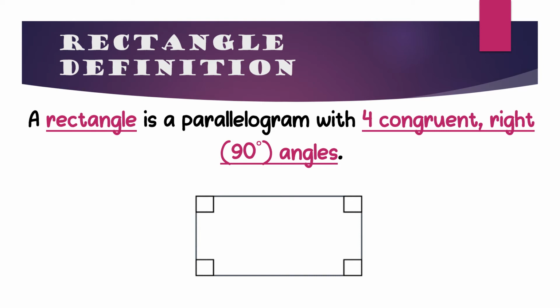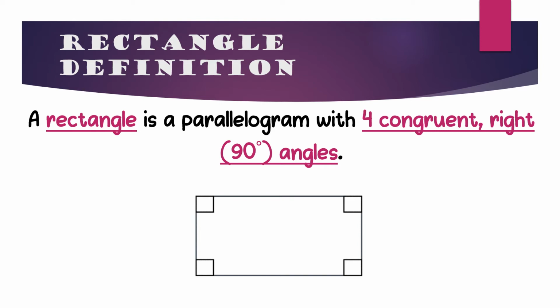So again, just to recap parallelograms, their definition is that opposite sides are parallel, and then they have 4 properties. Their opposite sides are congruent, their opposite angles are congruent, their consecutive angles are supplementary, and their diagonals bisect each other. So now we're going to extend that and talk a little bit more about rectangles.